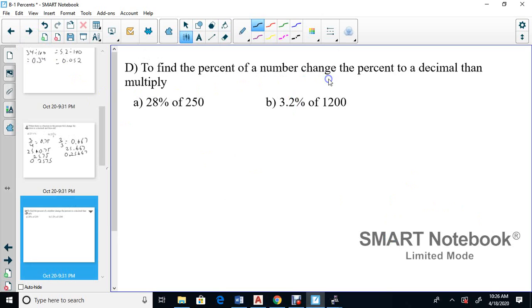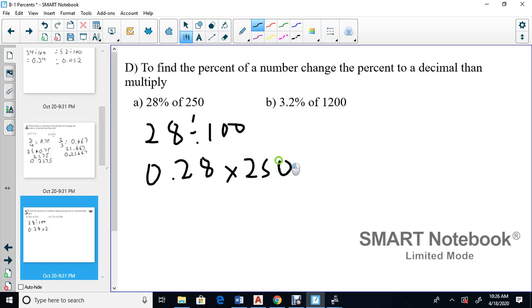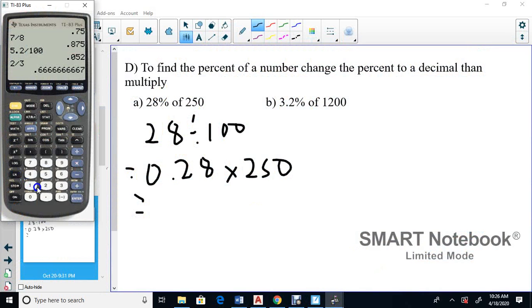To find the percent of a number, change the percent to a decimal, then multiply. Okay, so you want to find 28% of that number. First you take 28 divided by 100 and you get 0.28, and then you multiply by 250. I'll put an equals, and then we go to our calculator. 0.28 times 250, and you get 70.